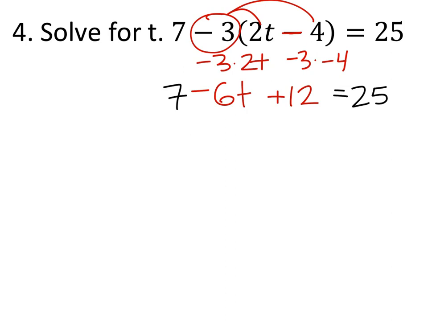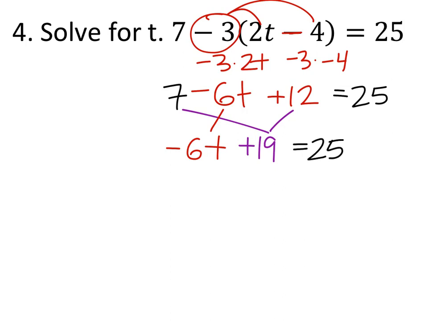And now I have one full expression with no distribution, but I do need to combine like terms now. So I'm going to look to combine the 7 and the 12, which would combine to a positive 19. Of course, I still got that negative 6t. Negative 6t plus 19 equals 25. Now my t's are already on the left, so I'll keep them there.